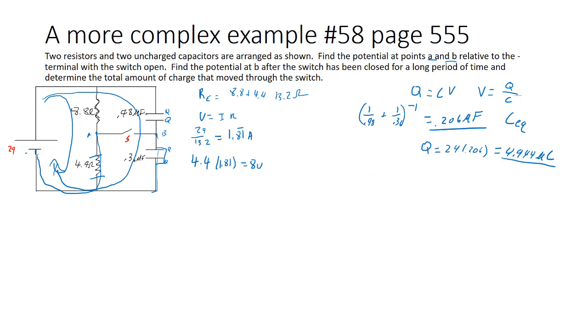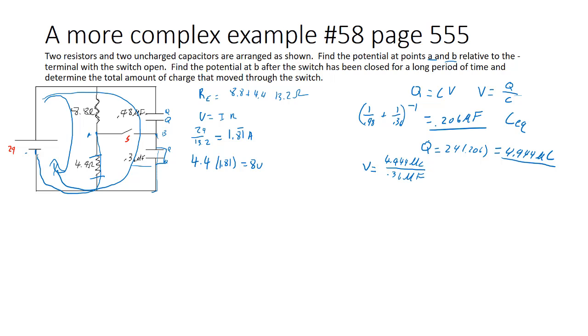And so now I can use this back on my 0.36 microfarad capacitor to find the voltage. So I know its charge is 4.944 microcoulombs divided by its capacitance of 0.36 microfarads.